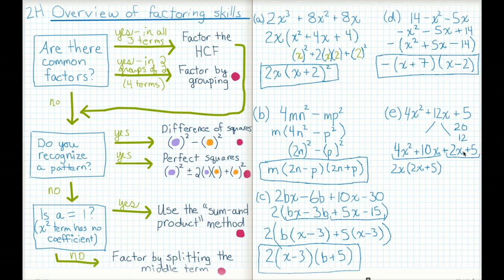There's nothing in common in the second group, and it's exactly the same as my bracket here, what's in the brackets there, so I'm going to take out a 1, and then I have 2x plus 5 here as well. So then I have two factors, 2x plus 5, and 2x plus 1.